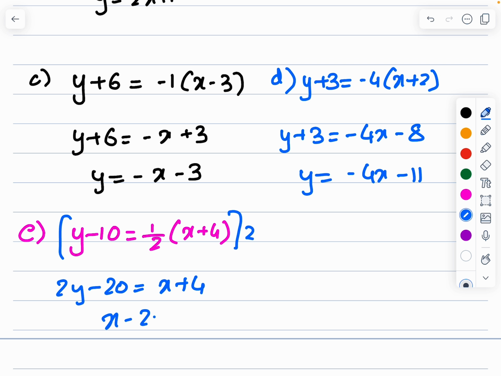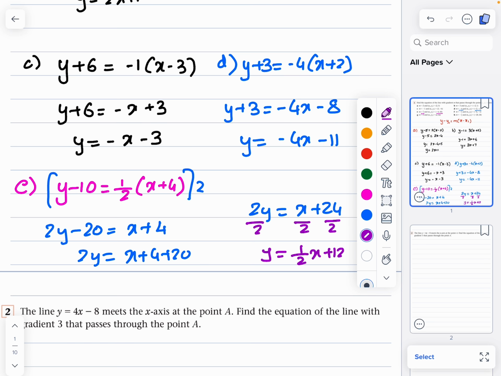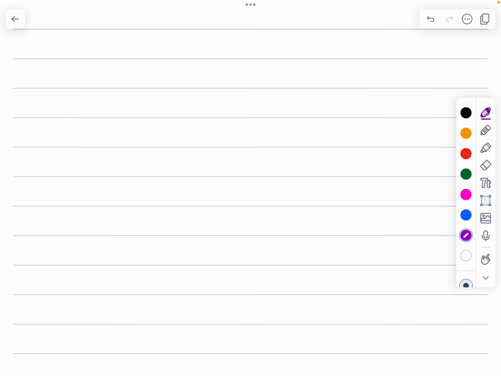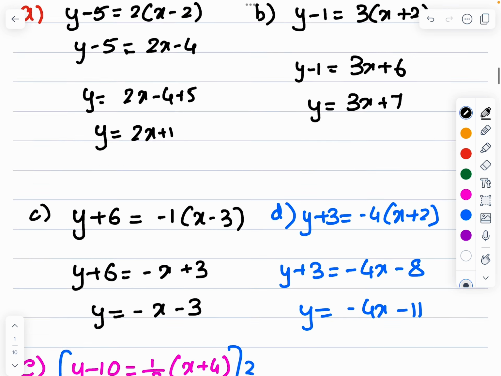So x minus 2y minus 20, also bring that to the side, or else what you can do, keep the 2y on one side and x plus 4 plus 20 on the other. So 2y equals x plus 24. Divide by 2 on both sides. y equals 1 upon 2 x plus 12. That's going to be the answer. Then part E was done.